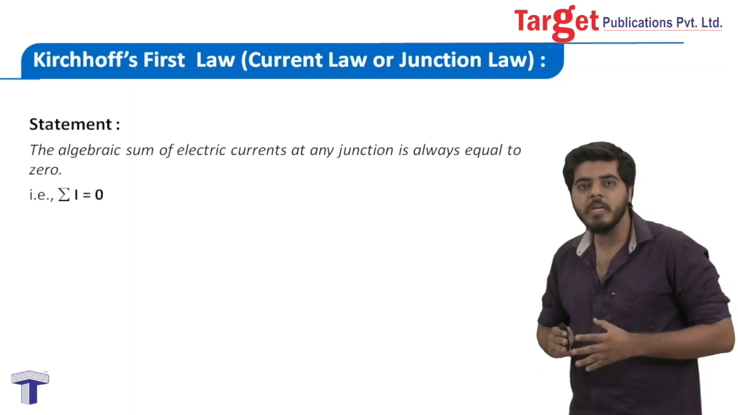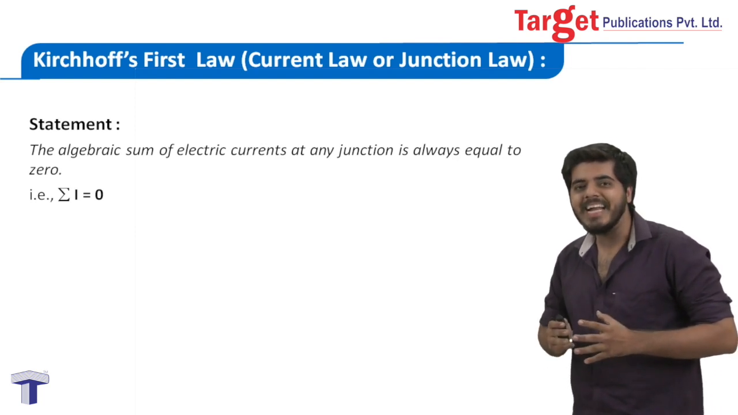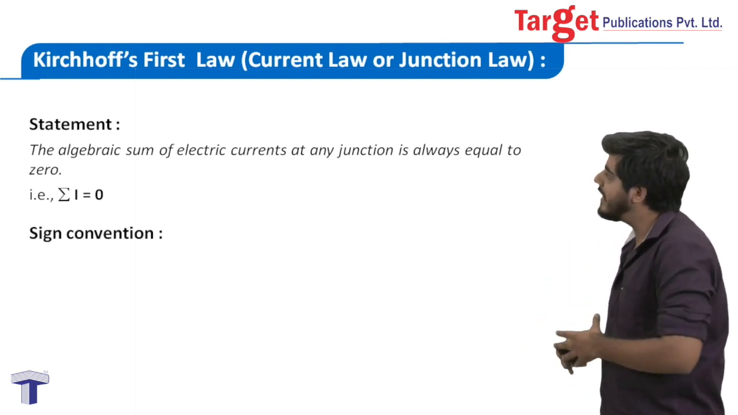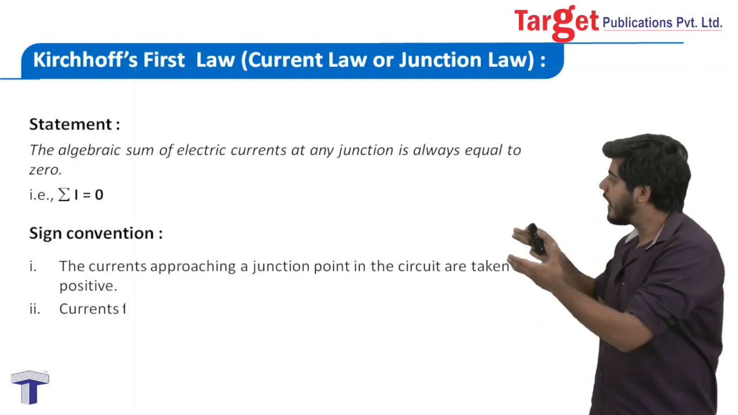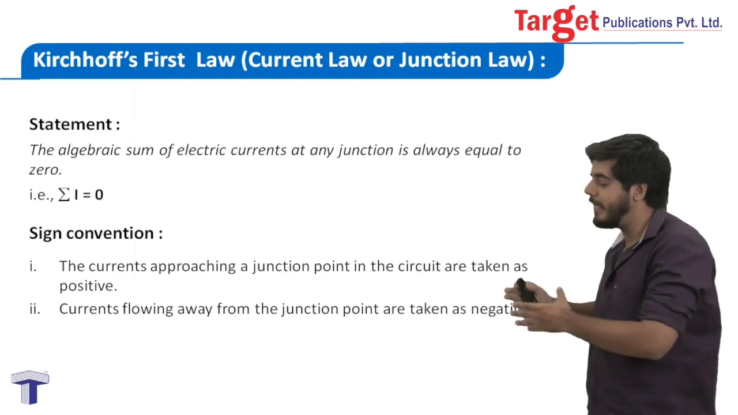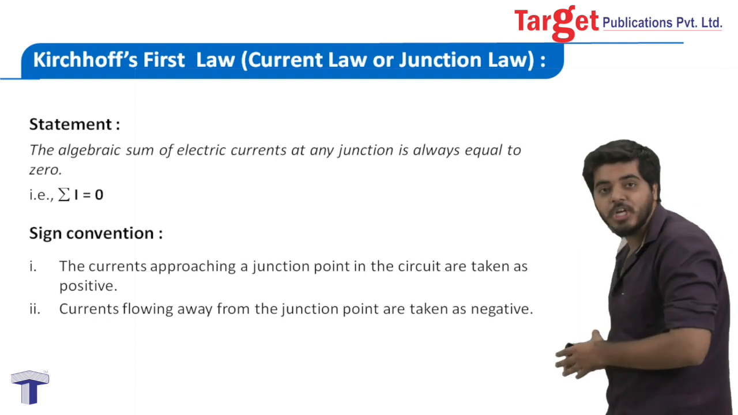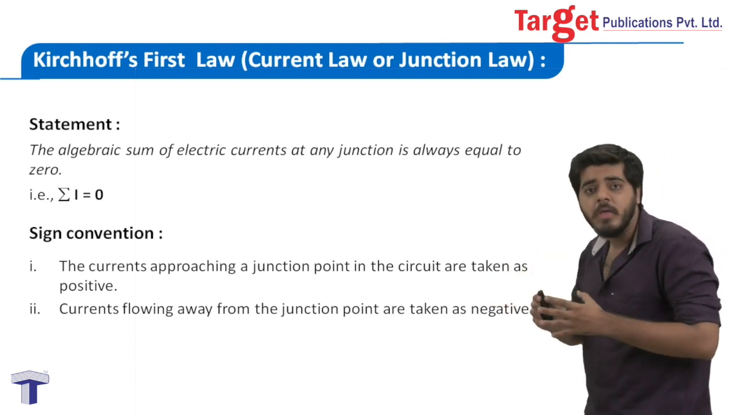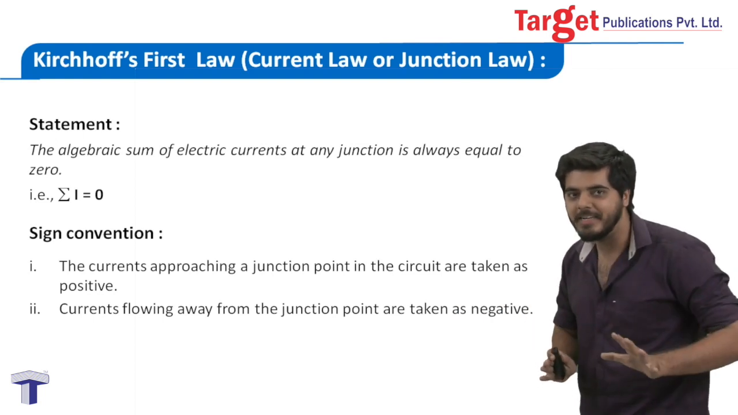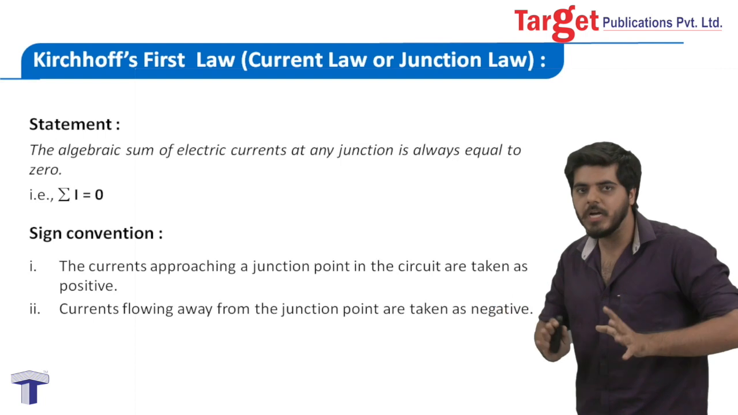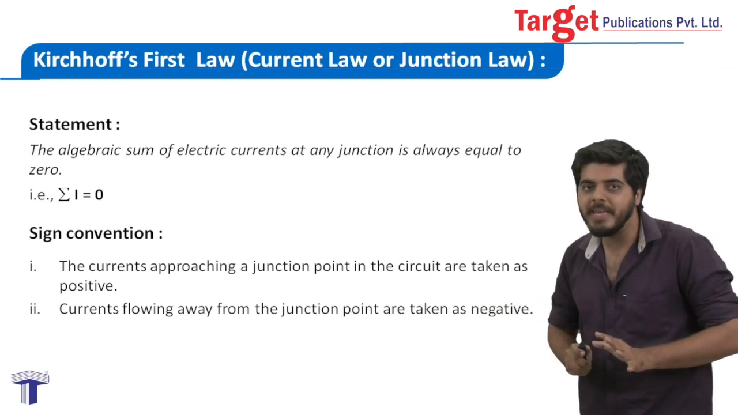Now what we have to learn in Kirchhoff's first law, the important thing, is our sign convention. So let us start learning our sign convention. The sign convention of Kirchhoff's first law tells us that the current approaching a junction point in a circuit is taken as positive, while the current moving away from a junction point is taken as negative. Means जो current junction की तरफ आ रहा है उसको हम लोग लेते हैं positive, while the current which is leaving the junction मतलब जो current junction से दूर जा रहा है उसको लेते हैं negative.